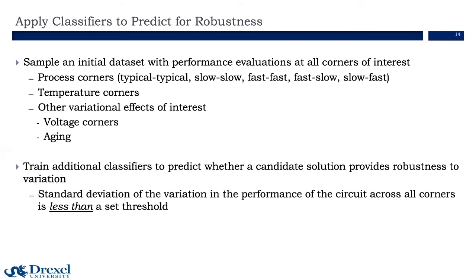So in addition to training classifiers to predict for performance, we also train additional classifiers to predict whether a candidate solution provides robustness to variation. The standard deviation of the variation in the performance of the circuit across all corners is less than a set threshold. This is basically our explicit formulation of how the robustness is predicted.